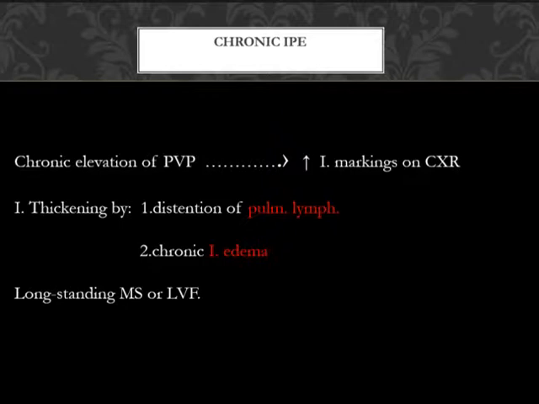You have chronic interstitial pulmonary edema. Chronic interstitial pulmonary edema is due to chronic elevation of the pulmonary venous pressure, which leads to an increase in the interstitial markings on chest X-ray, and interstitial thickening is caused by either distension of the pulmonary lymphatics because of the increased pulmonary venous pressure, and chronic interstitial edema. They are mostly seen in long-standing mitral stenosis or left ventricular failure.